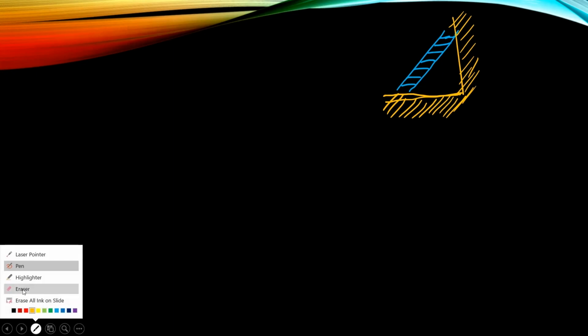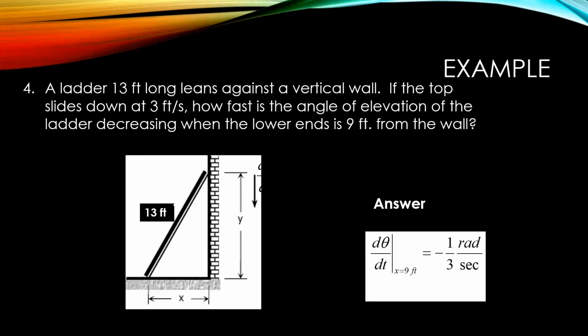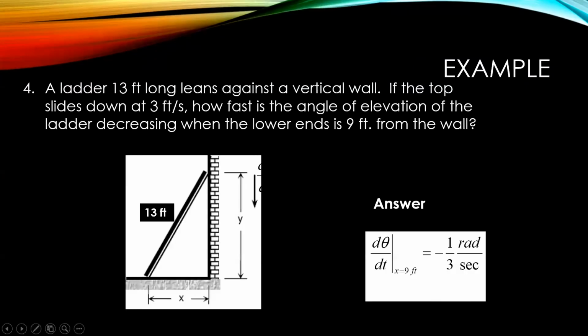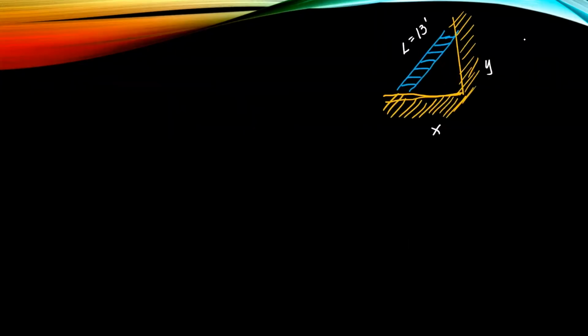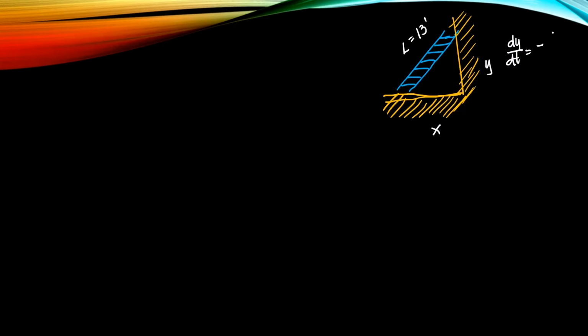Okay, what else is given to us? Of course, this one is y, this is x, and let's just say the ladder has a length L. The ladder is 13 feet long. It's always 13 feet. It does not change, of course. The top slides down, so dy over dt, because it's a y movement. Now, my question, guys, is when it slides down, is the distance of y increasing or decreasing? It's decreasing. Very good. Therefore, you should put there a minus sign. Decreasing at 3 feet per second.